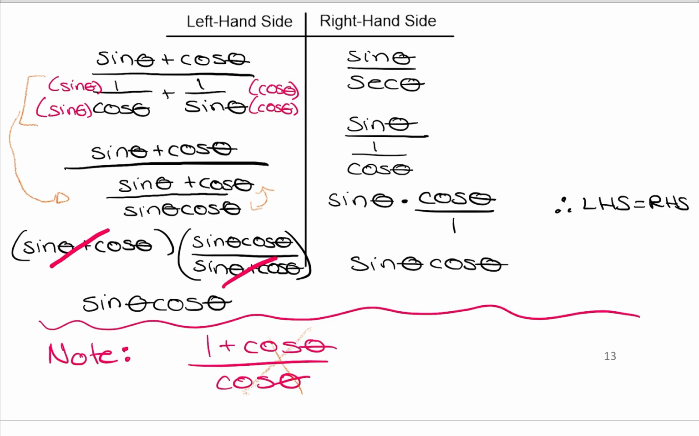You cannot just cancel part of them. So this is not allowed. This is not acceptable canceling. So don't do this. 1 plus cos theta over cos theta does not just become 1. That's a very common strategy that I see people trying to do to simplify things, and it just does not work that way. You have to remember that if you have a plus sign, you need to think of it as different than having a subtraction or a multiplication sign, which is when you can start canceling things out.